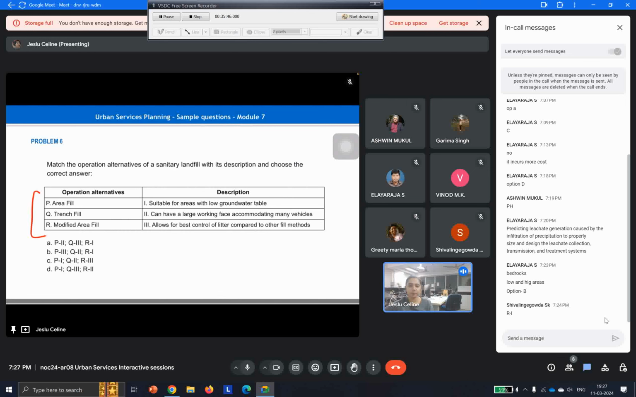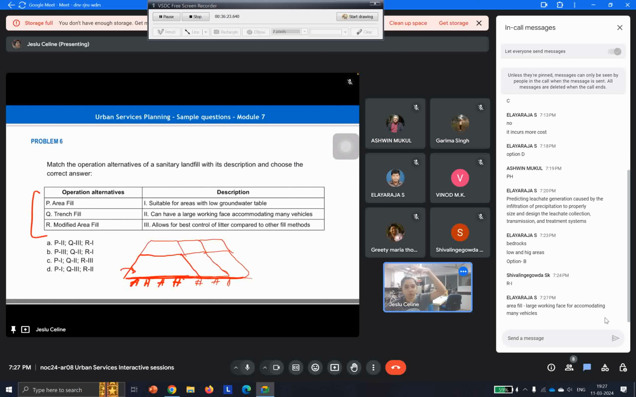Anybody? Area fill method, which one? Before we attempt this question, let's first look at what an area fill is and the difference between all these. In an area fill, if this is our ground, we put the waste on top of the ground and fill it up like this. Once this gets filled, another portion is added on top. So you have the ground level and it's filled on top. This is the area fill method.